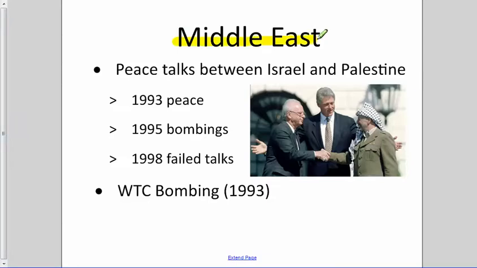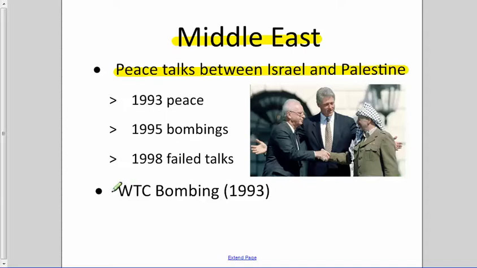And in the Middle East, Clinton continued peace talks between Israel and Palestine. Actually, in '93, he had set up a peace agreement. It was tentative. Then we had bombings, so it didn't work. He brought the leaders together again in '98. That failed because there were some suicide bombings and things that happened during those talks. So he continued to try to work on peace in the Middle East, getting the two sides to agree.